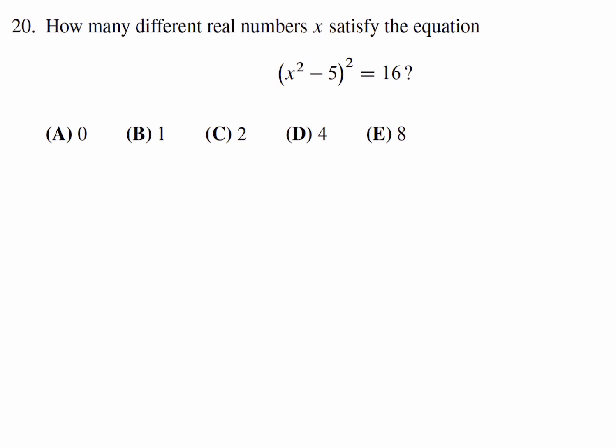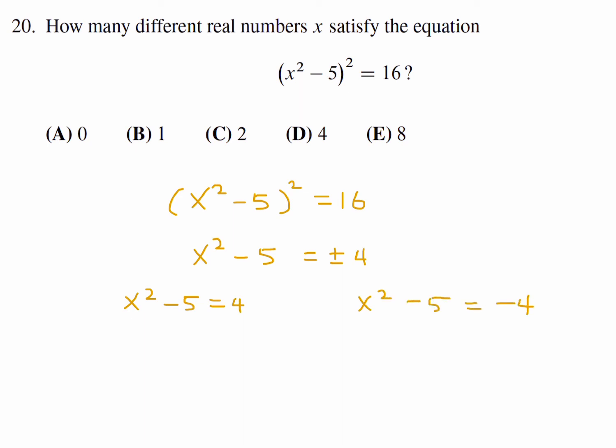How many different real numbers x satisfy the equation (x squared minus 5) squared is equal to 16? Well, take the square root of both sides, and when you do, you get x squared minus 5 is equal to plus or minus 4. So that means x squared minus 5 is equal to 4, or x squared minus 5 is equal to negative 4.